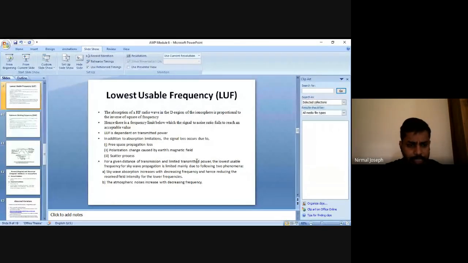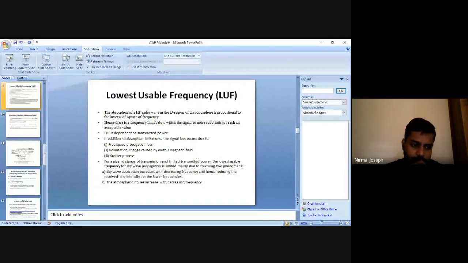So we already saw what the maximum usable frequency is. The maximum usable frequency limits the highest permissible frequency for skywave propagation in a given path. Likewise, the lowest usable frequency gives the lowest permissible frequency. The maximum usable frequency was limited by the structure of the ionosphere, or the maximum frequency of the wave which we can send without it escaping into free space. Okay, that was the maximum usable frequency. Now we will move on to the lowest usable frequency.